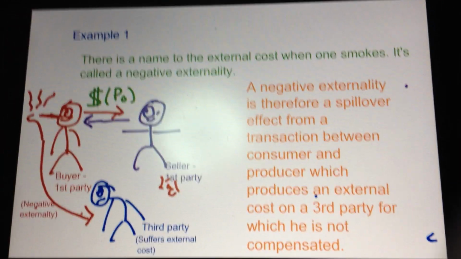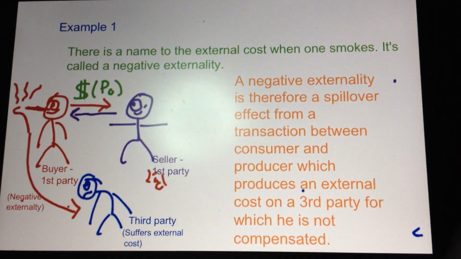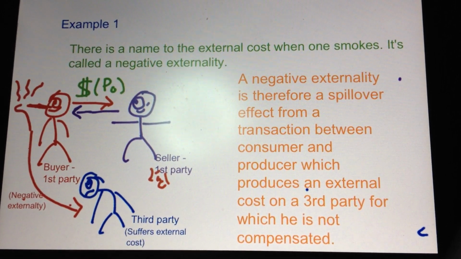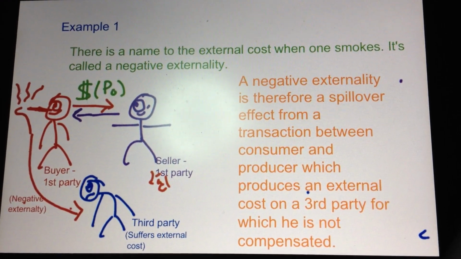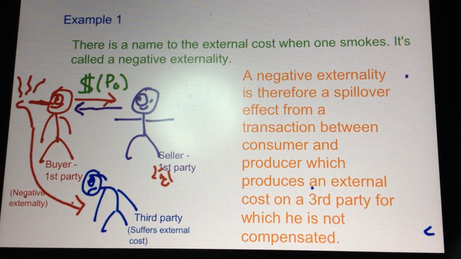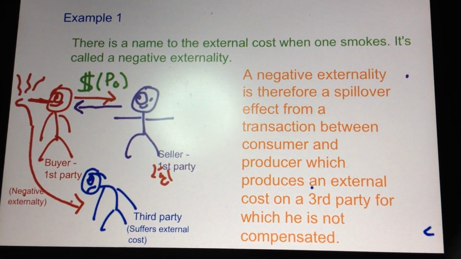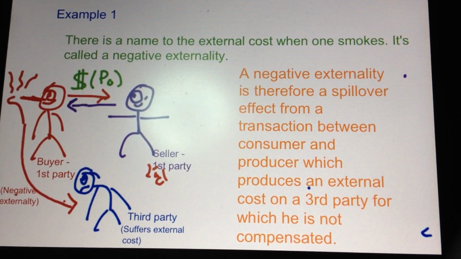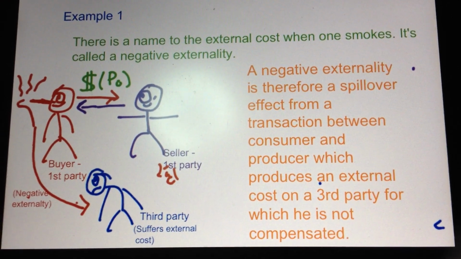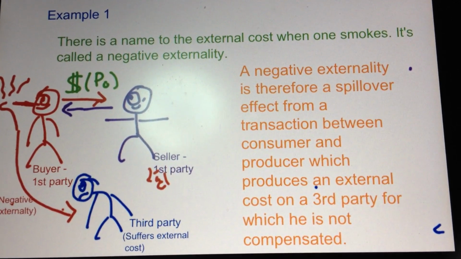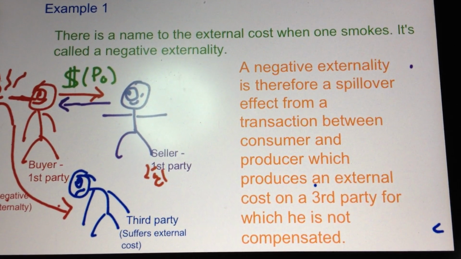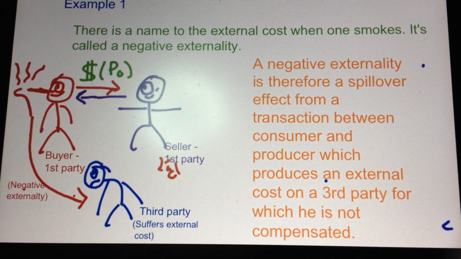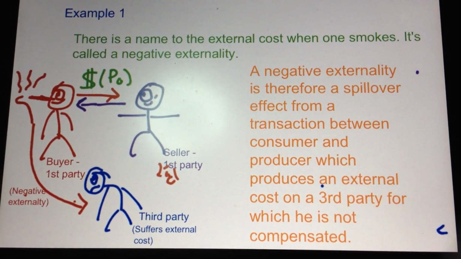So the negative externality is not a good thing, and it is given off by a demerit good. What a negative externality really is, is a spillover effect from a transaction. The transaction would be a buying and selling transaction between the consumer and producer, who here are the first and second parties, and their action will cause an external cost on a third party, a cost for which the third party is not being compensated.